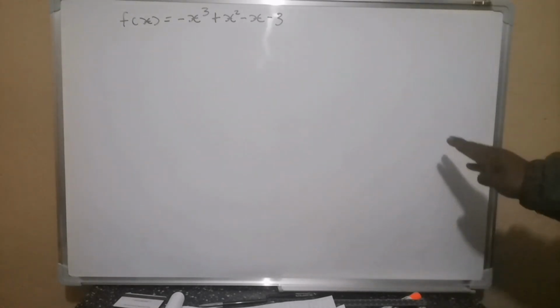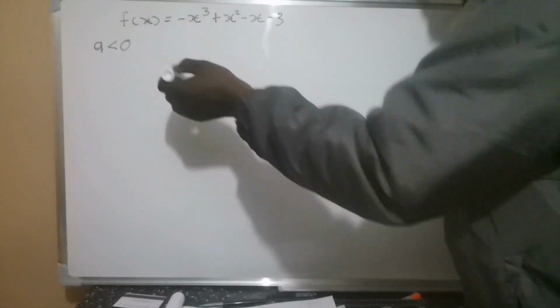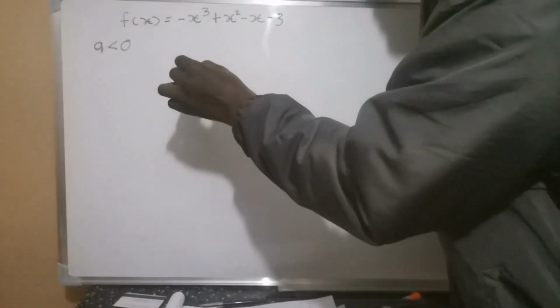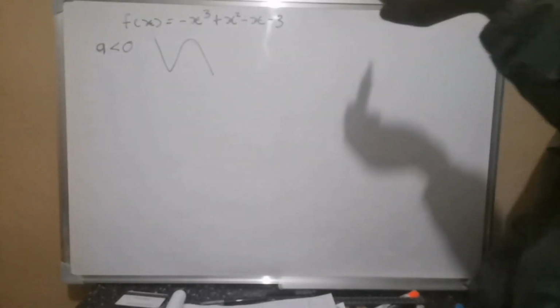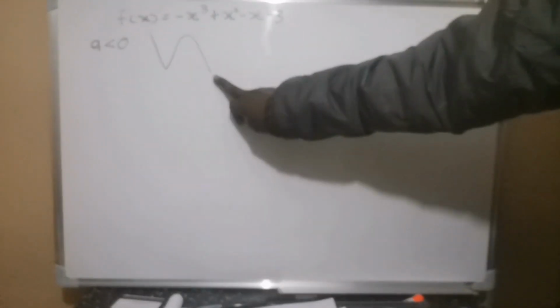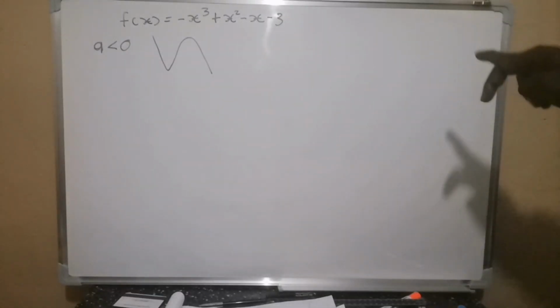First step, the shape of our function. The value of a is smaller than 0 here. It is negative 1 here. So it means our graph is decreasing from the left and right. How will it look? It will possibly look like this, not exactly, but like this. Our graph will decrease from the left and decrease from the right. That's how you define the shape of the graph if the value of a is negative.